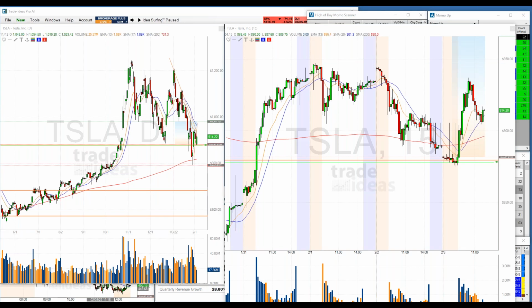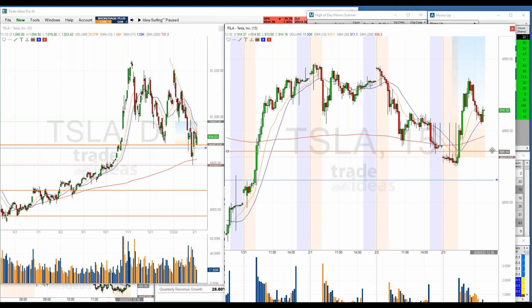Tesla, we got 865 to 885. So let's mark these levels. So we got 865 to 885. I have it right down here, and the 885. Okay. And then over the 885, the next range that we have is 910. Okay, so right there.